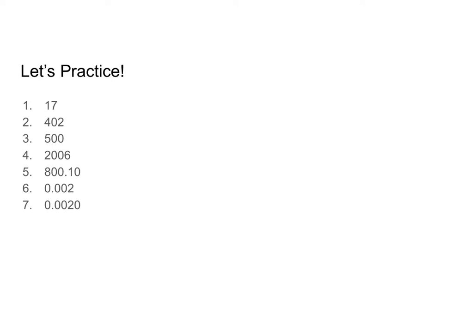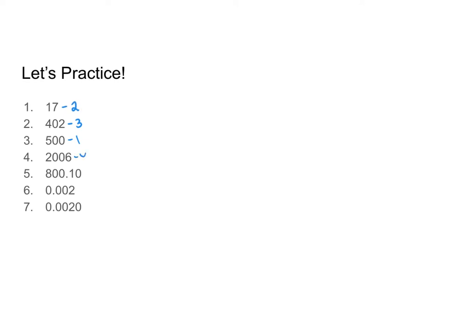Okay, so hopefully you've paused your video and had the chance to come up with your answers for numbers 1 through 7. Here we go. 17 has 2 significant figures because both the 1 and the 7 are significant. 402 has 3 because the 4 and the 2 are significant because they're not 0, and the 0 is significant because it's sandwiched in the middle of the 4 and the 2. 500, on the other hand, only has 1 sig fig because it has trailing zeros but no decimal place. So those zeros are not significant.